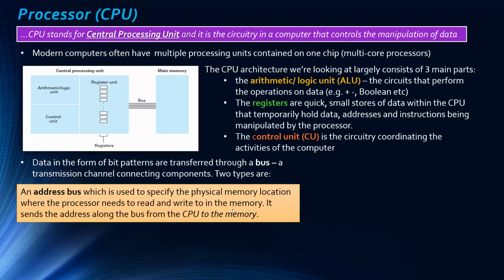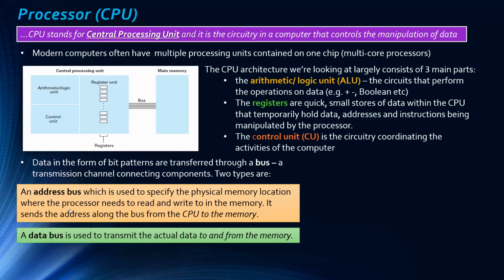So it only goes from the CPU to the memory. It's only one way. If an address needs to be used in a calculation or something, it will go via the data bus. And so the data bus is used to transmit the actual data to and from the memory. So this will be both ways. As we'll see, you need to fetch data for a calculation. You then may need to store some data back in memory after you're finished doing something to it, and so it will go along the data bus.